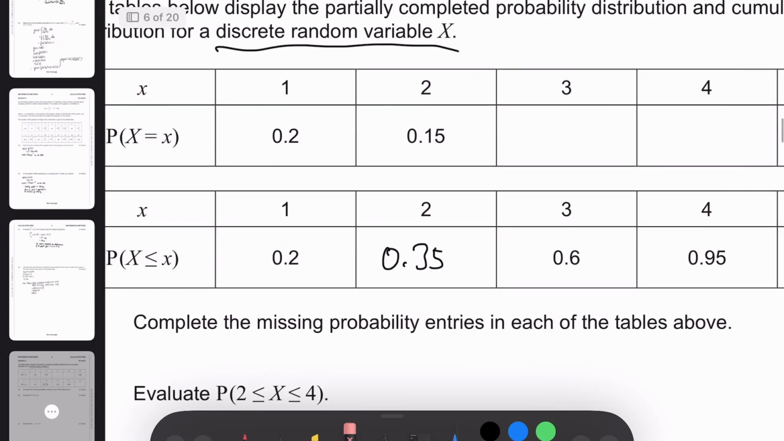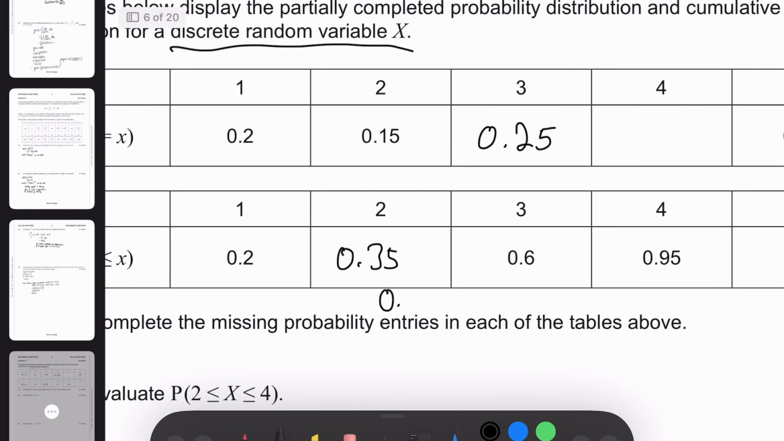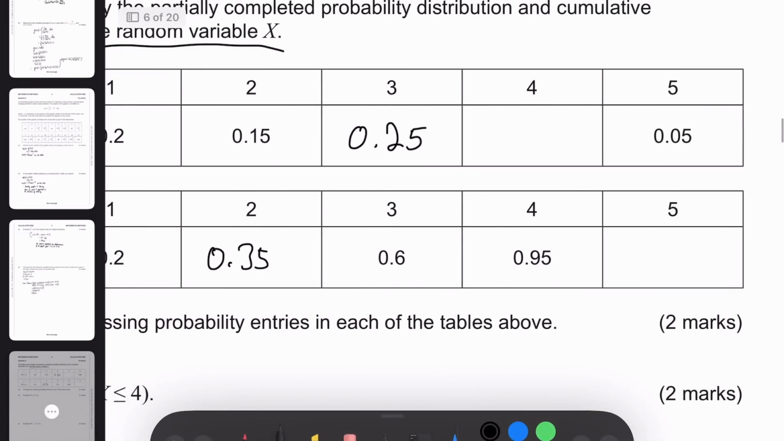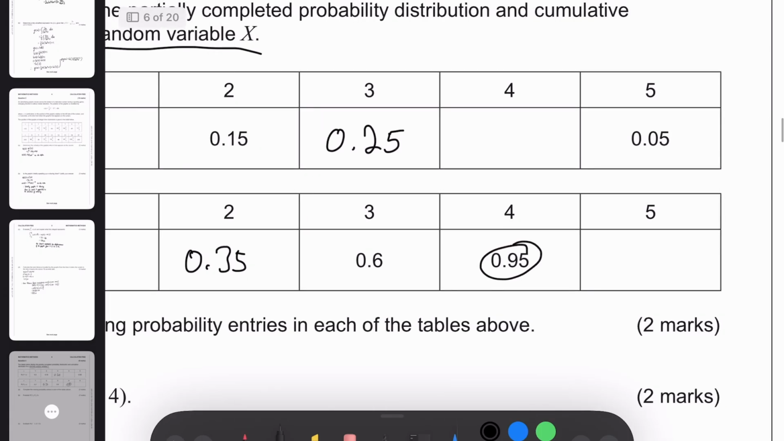So for the cumulative probability for x less than or equal to 3 to be 0.6, this must be 0.25. Because 0.6 is going to be equal to 0.2 plus 0.15 plus, let's call it x. We know that this is going to be our 0.35, so we minus that. 0.6 minus 0.35 will give us 0.25. And then following the same logic here, for this to be 0.95, this needs to be plus x. So 0.95 minus 0.6, this will be 0.35.